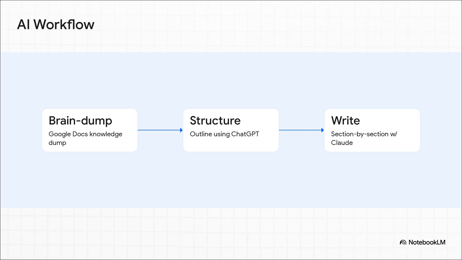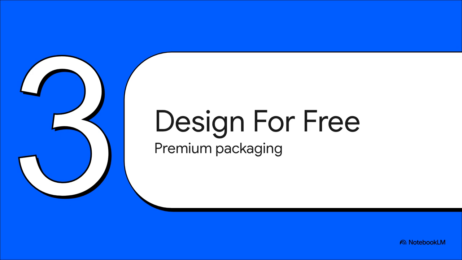Here is Luna Vega's exact, super efficient workflow. First, open a completely free Google Doc and just brain dump everything you know. Stories, tips, failures, just get it all out there. Next, feed those messy notes into ChatGPT and ask it to organize them into a structured chapter outline. Finally, take that outline over to Claude.ai to write the book out section by section. Why Claude? Because it tends to produce a much more natural conversational tone that requires way less editing on your end. Okay, step 3. Design your ebook for free with premium packaging.